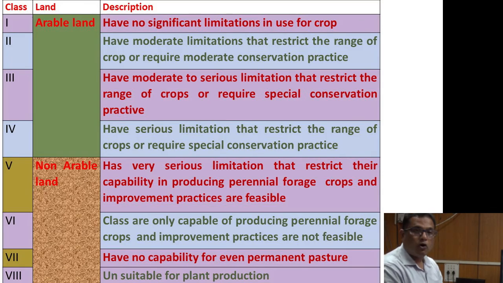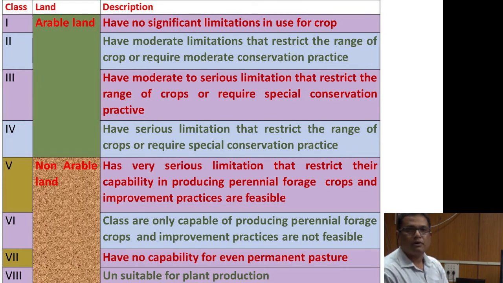Now coming to the non-arable land, particularly class 5. We have already discussed that it could have all parameters very good, but still it is rendered useless because of one of these reasons: stoniness, wetness or marshy land-like situation, or brackish water or intrusion of salt. Then this is class 6 type of land.